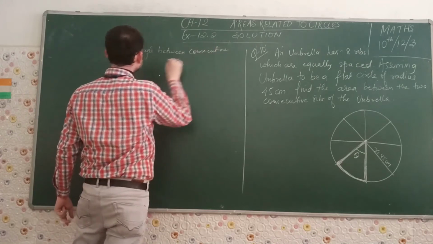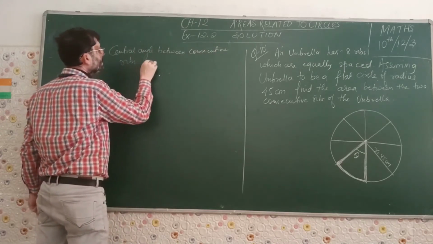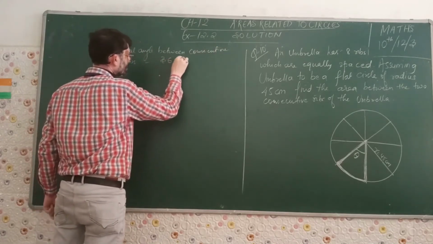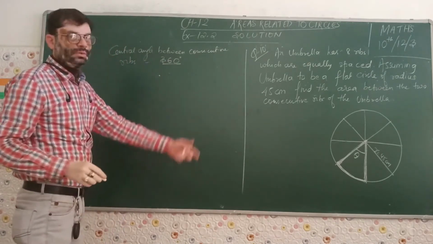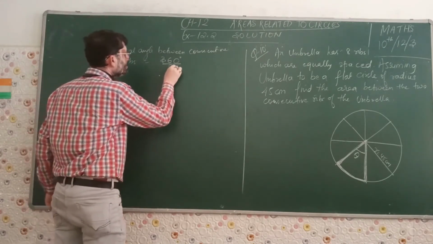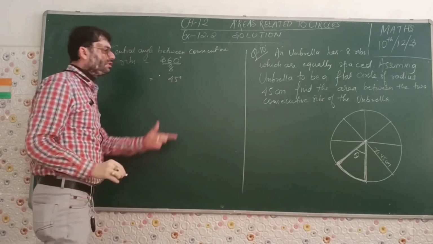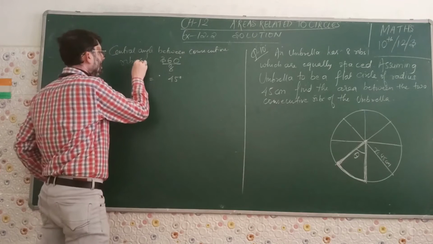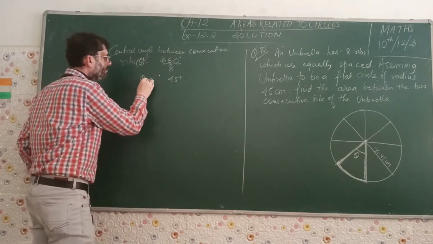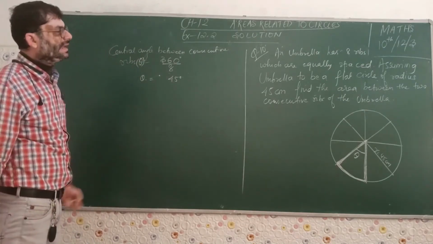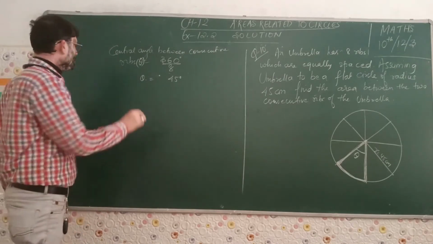Between 2 consecutive ribs is 360 degrees. The total central angle was 360 degrees and divided into 8 parts. So this is divided by 8, and this is 45 degrees. So we have got the central angle theta to be 45 degrees. Now we can find the area enclosed between 2 consecutive ribs.